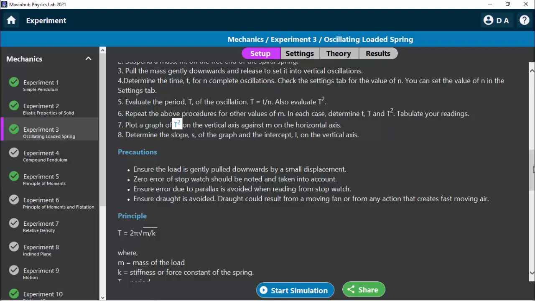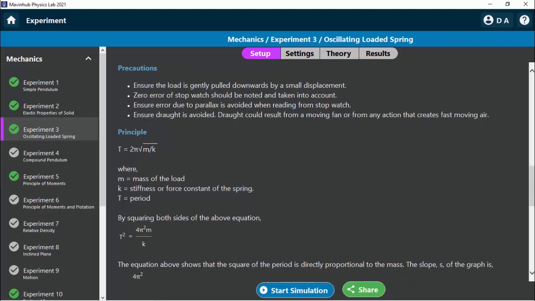I ensured zero error of the stopwatch was noted and taken into account. I ensured that error due to parallax was avoided when taking readings from the stopwatch. I ensured draught was avoided. So this is how you will state it when asked to list some of the precautions taken in this experiment.